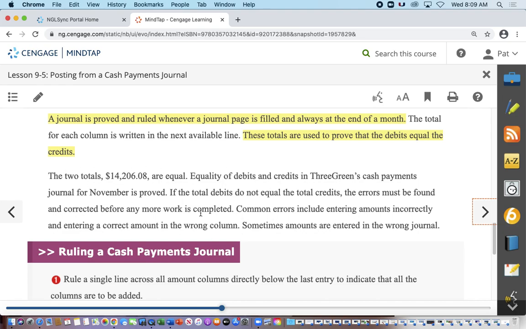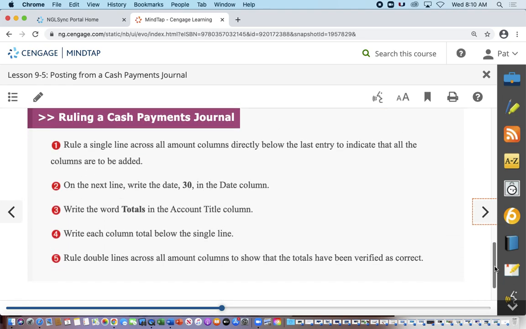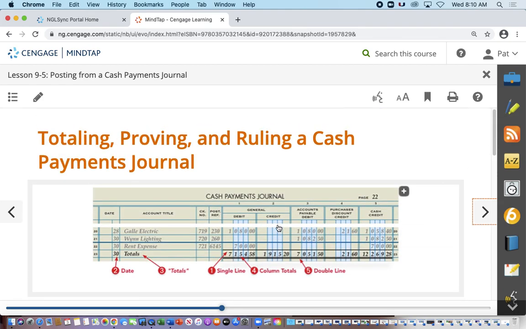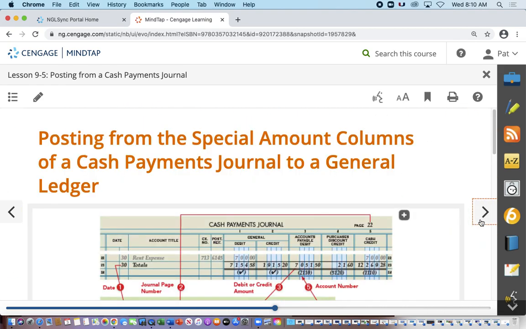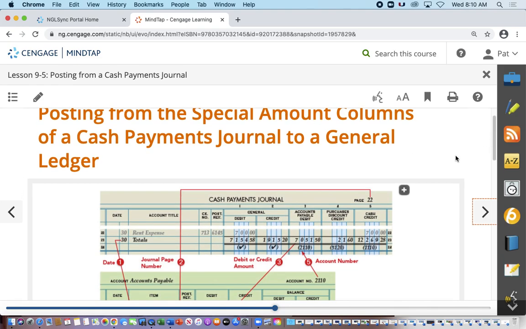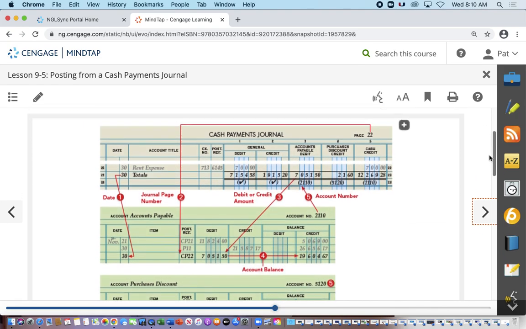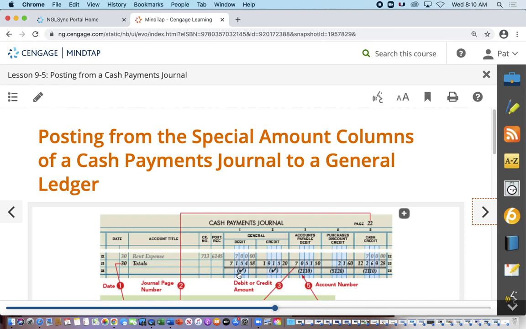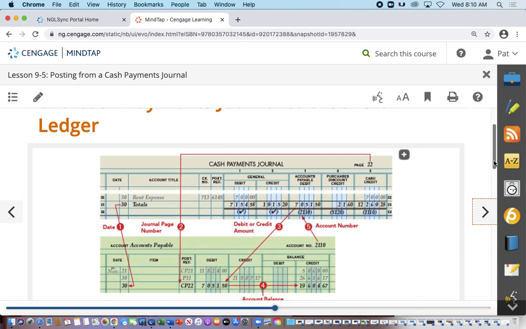This is all just talking about how you prove it. So you're just going to add up the columns. That's not too bad. So post the accounts payable individually, post the general debits and credits individually, add up the columns, prove it, make sure debits equal credits, and then we need to post the special amount columns. General doesn't get posted because there is no account called general. So we just check mark those.